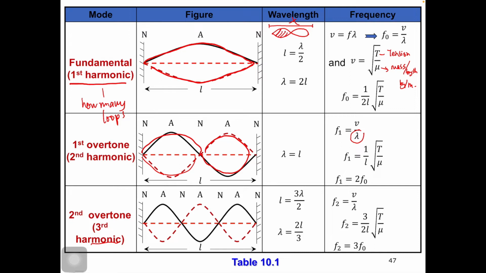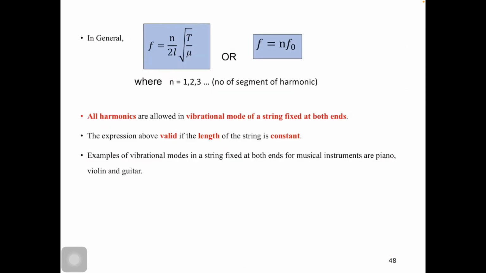So bila kita buat macam ni, you can conclude that f1 ni is for first overtone, equal to 2. This is for guna number of harmonic, equals to f naught. So second overtone is f2 sama dengan 3, this is third harmonic. So that's why it's very important for you to know to equatekan berapa overtone, berapa harmonic. Confusing lagi kan? Okay, in general kita f equals n over 2L square root of T over mu.